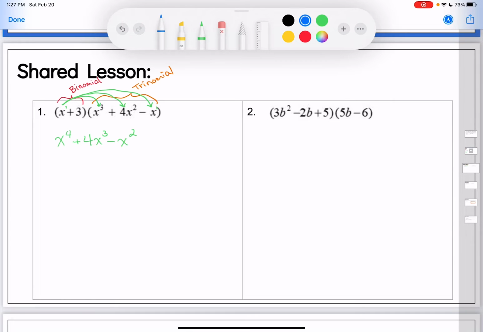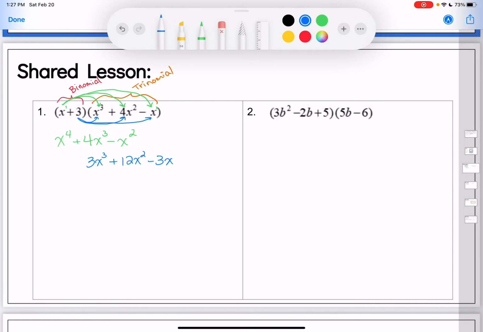Now yesterday, that would be all we had to do. But today, we have a binomial, right? So now I have to take this 3 and I have to distribute it to everything. 3 times x to the third is 3x to the third. Notice I'm using that method where I line things up so I can combine my like terms a little bit easier. 3 times 4x squared would give me positive 12x squared. 3 times negative x is negative 3x.